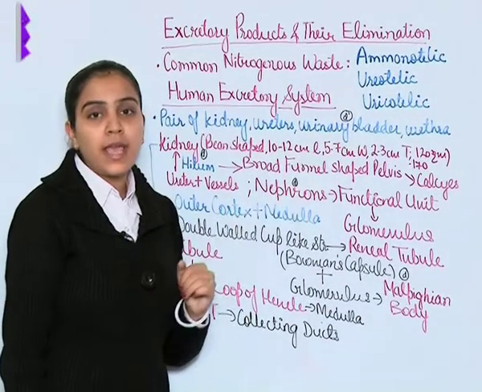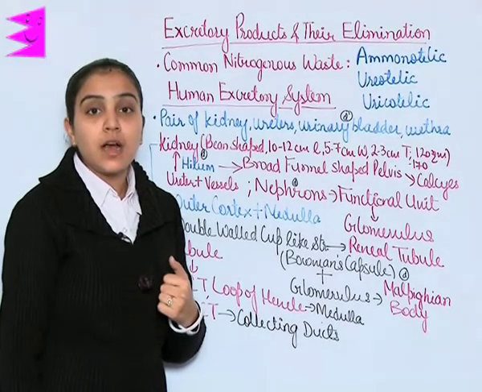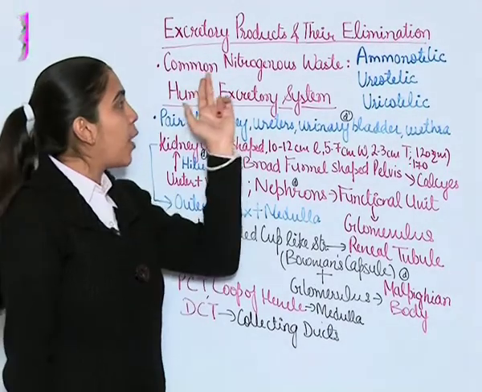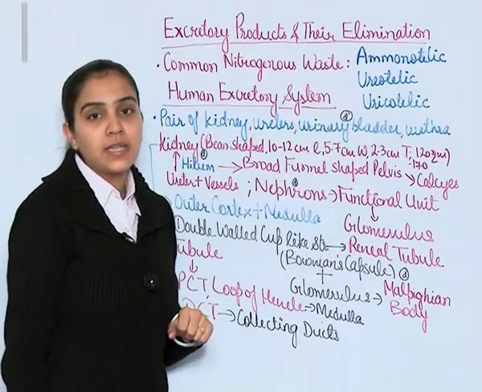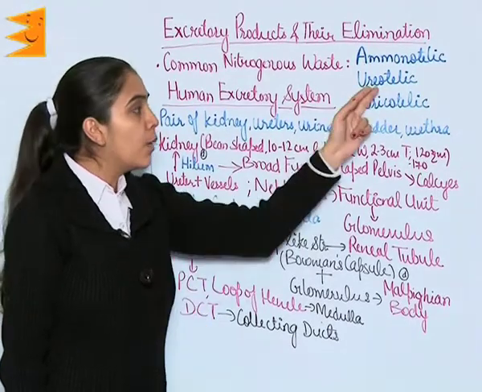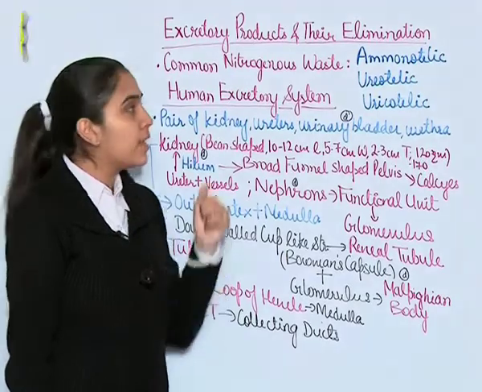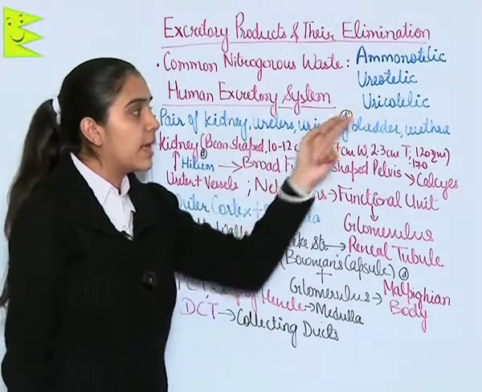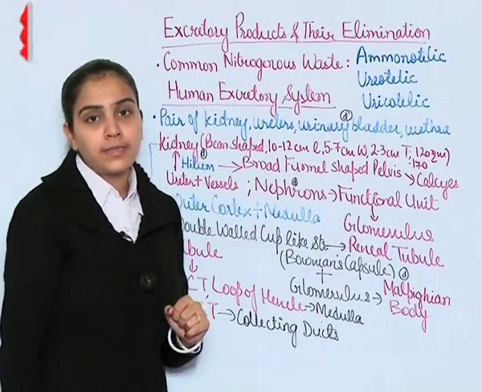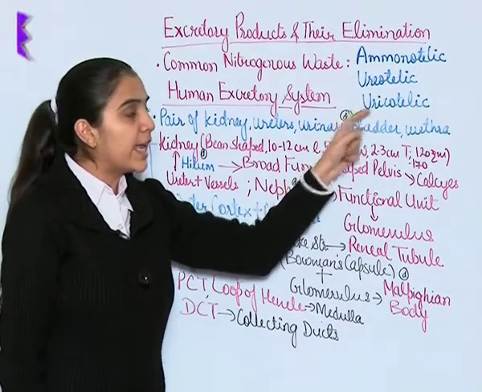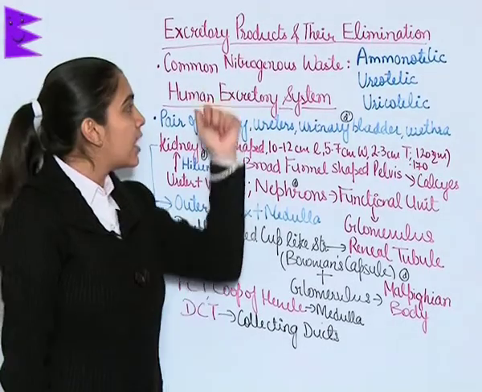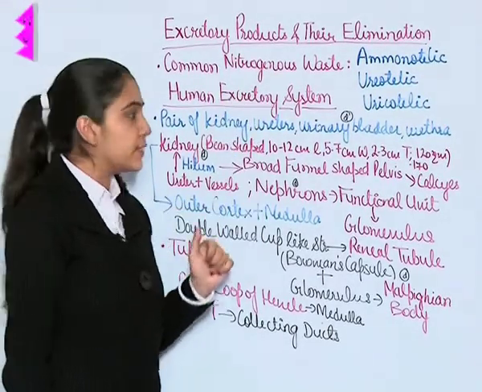The mechanism of elimination of these wastes varies from organism to organism. Ammonotelic organisms are the organisms which excrete ammonia as the common nitrogenous waste. Ureotelic organisms, like we human beings, eliminate urea as common nitrogenous waste, and uricotelic organisms, like birds, insects, reptiles, eliminate uric acid as common nitrogenous waste.